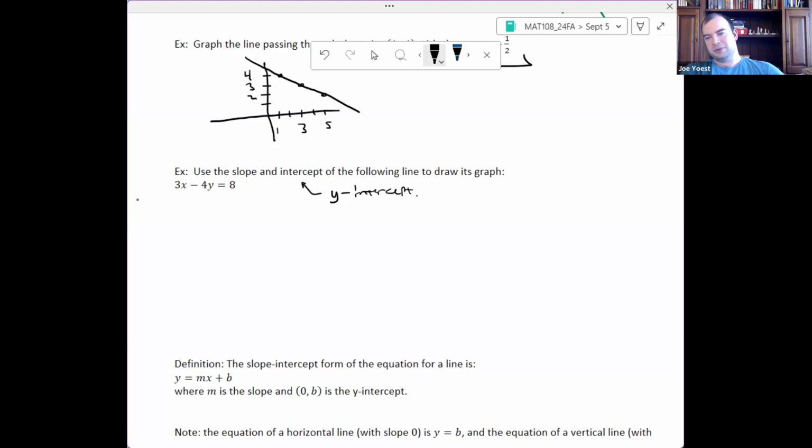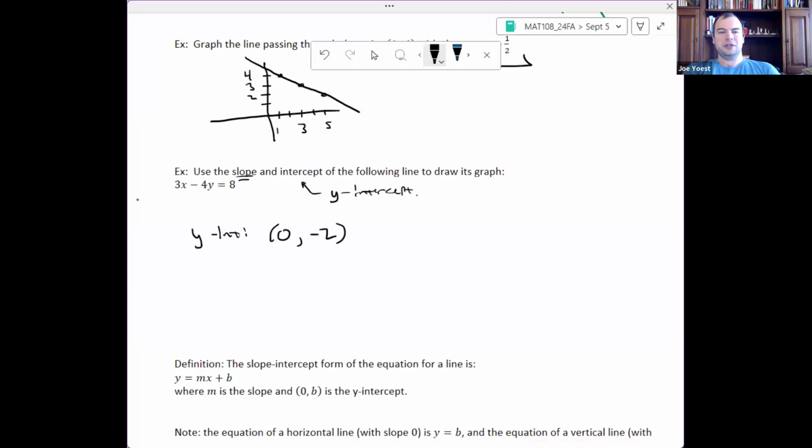So the y-intercept, remember, is where we intersect the y-axis. That's when x is 0. So my y-intercept is when x is 0. I have negative 4y equals 8. Y is negative 2. That's my intercept. That's also a point on the line.